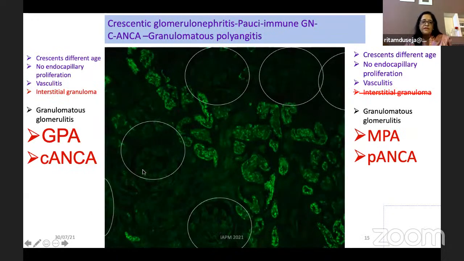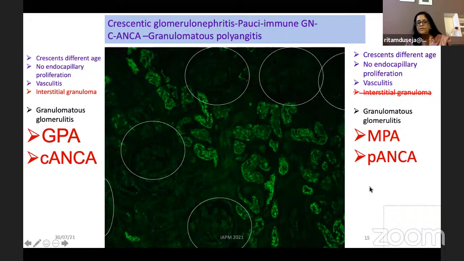So in this case, as we boil down to it being a post-immune GN, he was ANCA positive, and since there were interstitial granulomas, we labeled it as granulomatous polyangiitis with C ANCA positivity. If the same patient did not have interstitial granulomas with the same morphology with P ANCA positivity, this patient would have been labeled as microscopic polyangiitis.